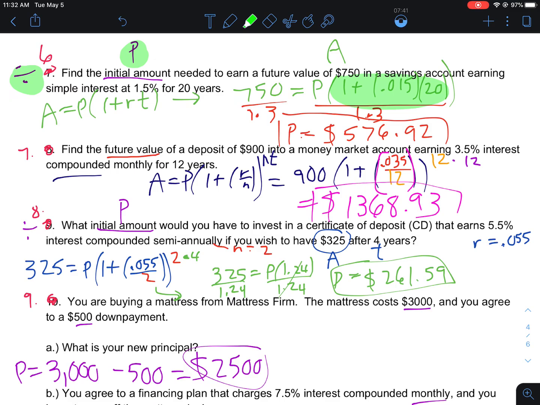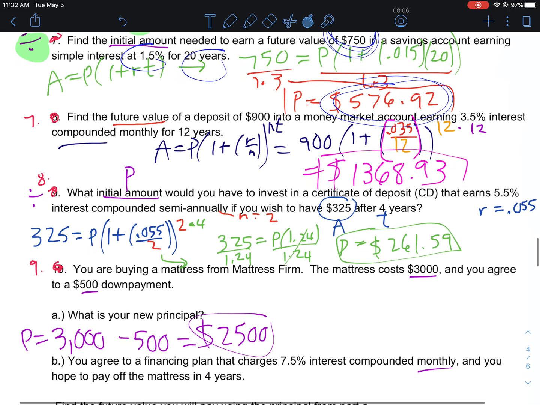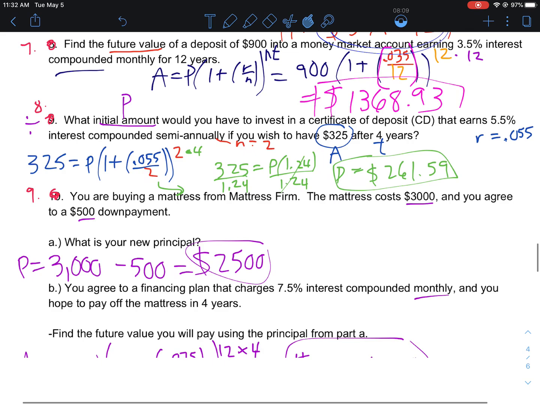So if you're ever looking for initial amount or principal, it's always going to be lower than the future value. So the idea here is if you want to earn money, like you want to have $750 in the bank 20 years from now, and you have simple interest of 1.5%, what do you have to put in today to make that happen? You have to put in $576.92. All right, so moving on to our next one.